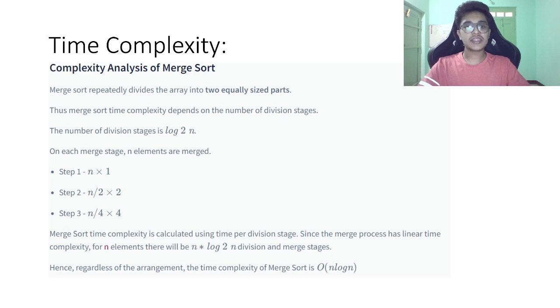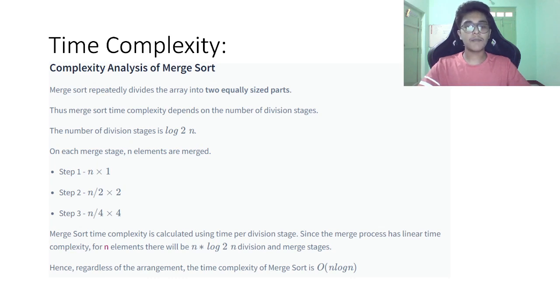Step 1 is n into 1. Step 2 would be n by 2 into 2, and step 3 would be n by 4 into 4, and so on. Each and every time the multiplier is incremented by a factor of 2 and n is going to be divided by 2, and here n is going to represent the size of the array.